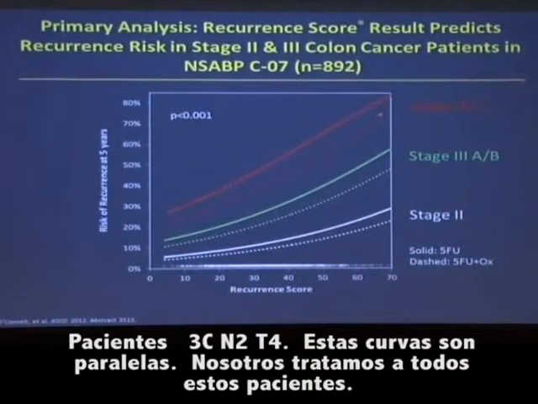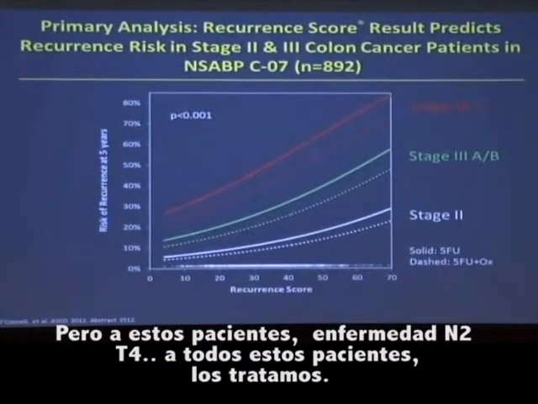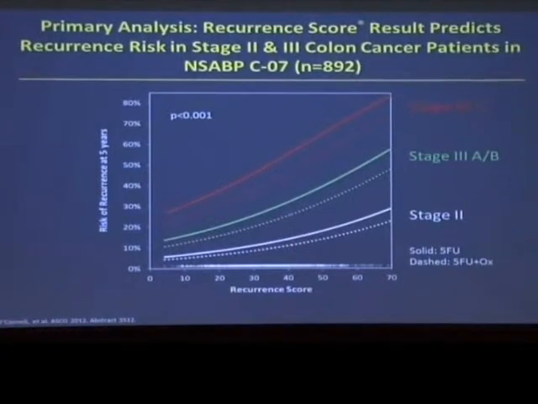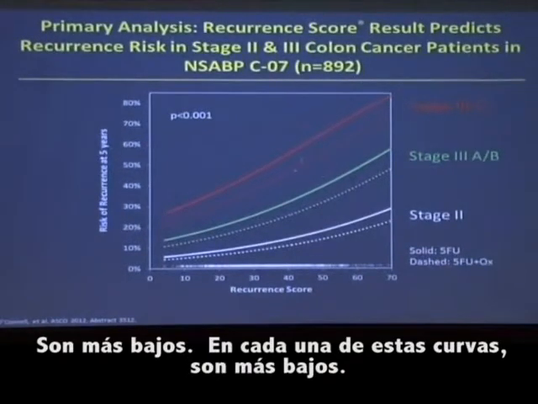Stage 3 patients, 3C patients, N2, T4 lesions, these curves are parallel, okay? We treat all of these patients, okay? We treat most stage 3s, despite the toxicities. But these patients, N2 disease, T4 lesions, we're going to treat all of them, okay? So we do see a difference with oxaliplatin, in terms of the recurrence score. It's lower. In each of these curves, it's lower. Okay.